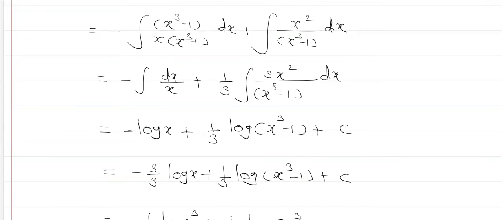Now this is the f of x, this is the f dash of x. Therefore its integral is 1 upon 3 log of x cube minus 1 plus c minus log of x plus 1 upon 3 log of x cube minus 1 plus 3.